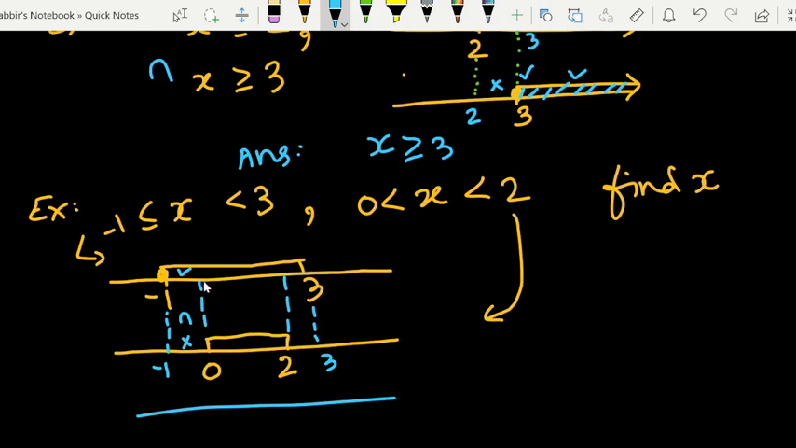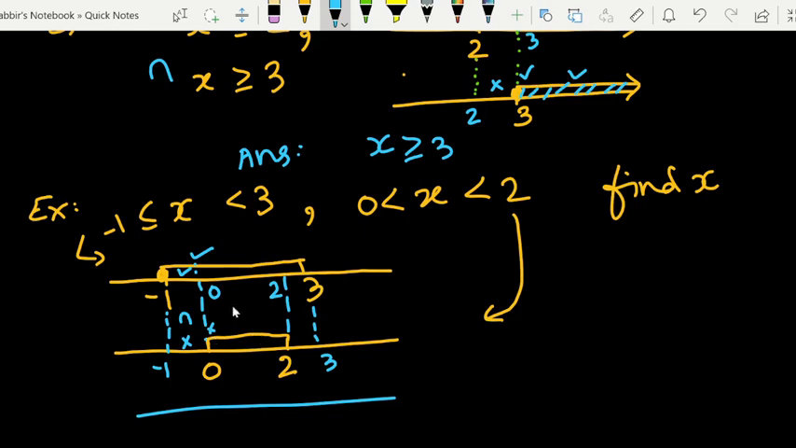Now here this is 0, here also I will mark 0 and 2. Now here as you can see, 0 is present, 0 is included in -1 to 3, but as you can see here, x 0 is not present, 0 is not a part of the solution in the second, so 0 we won't take. Okay guys, 0 won't be taken. Okay, then so 0 is not there.